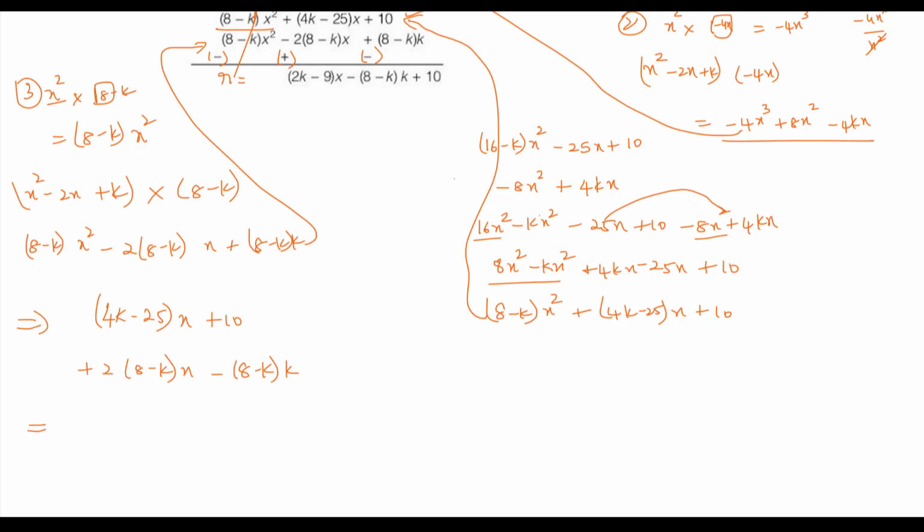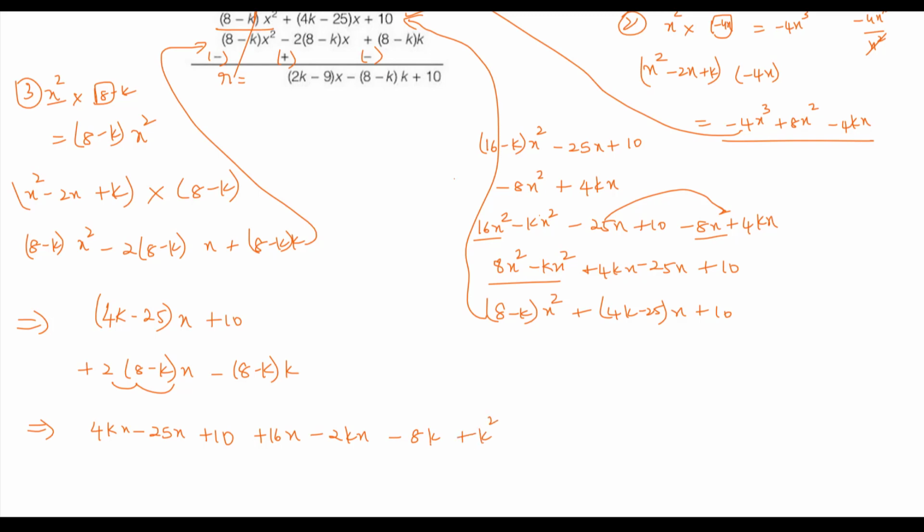On further solving we get 4kx minus 25x plus 10 plus 2 eights are 16, 16 into x is 16x, minus 2kx, minus 8k plus k square. So this is what we get after solving this.